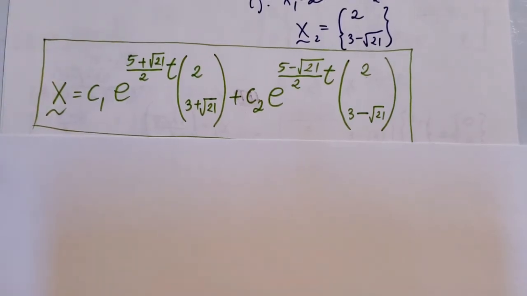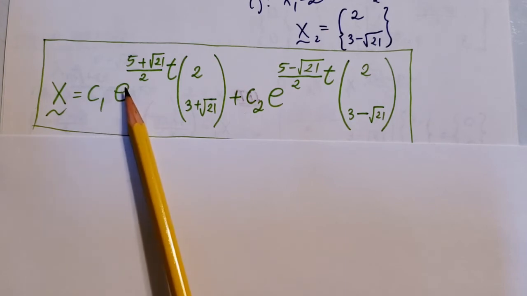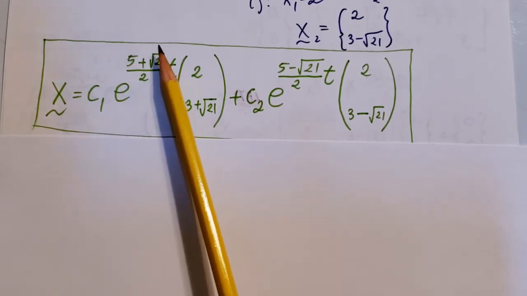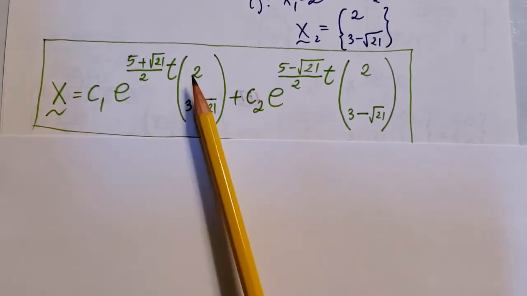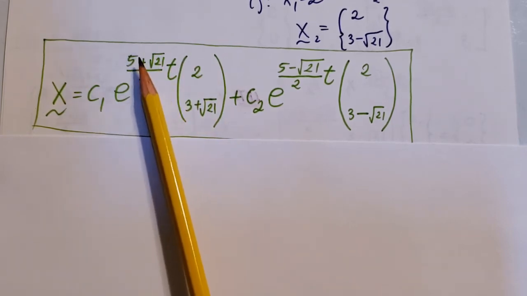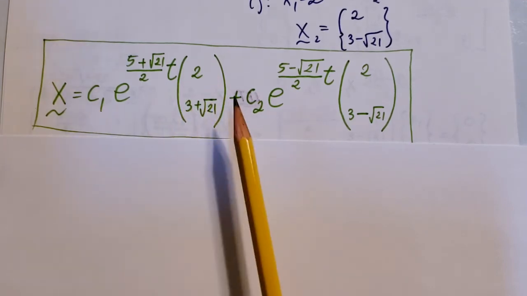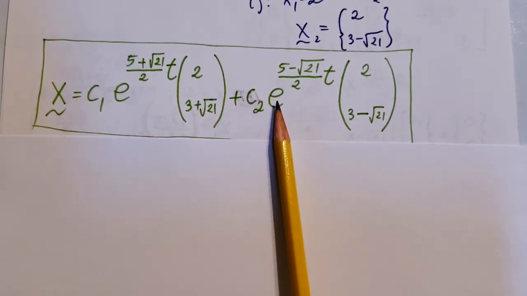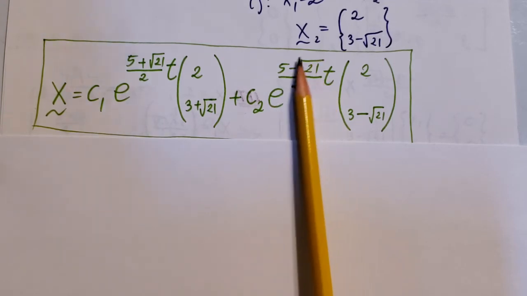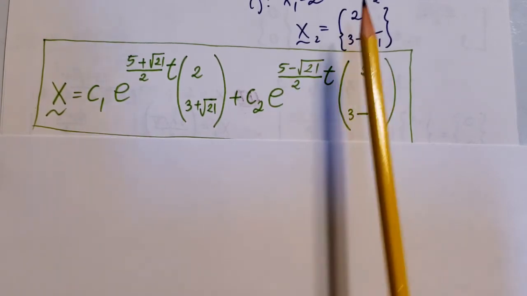Now for the final step, we are able to write up our general solution. X vector equals C1 e to the first eigenvalue times t, times the first eigenvector, plus C2 e to the second eigenvalue times t, times the second eigenvector from right here.